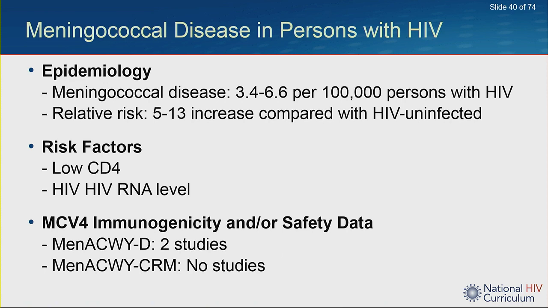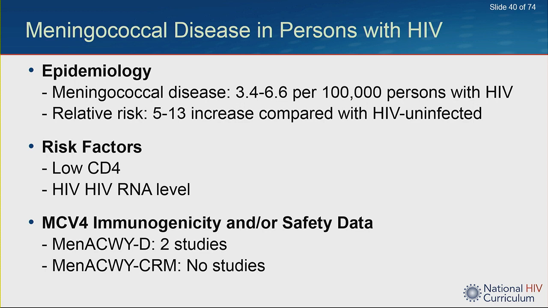So overall, what do we know about the epidemiology? We know that meningococcal disease is more common in individuals with HIV. It's estimated to be about a 3 to 6 individuals per 100,000 persons, with an overall relative risk of about a 5 to 10 to 15-fold increase compared to people who are not HIV infected. The risk factors for individuals with HIV are low CD4 count and high viral load.